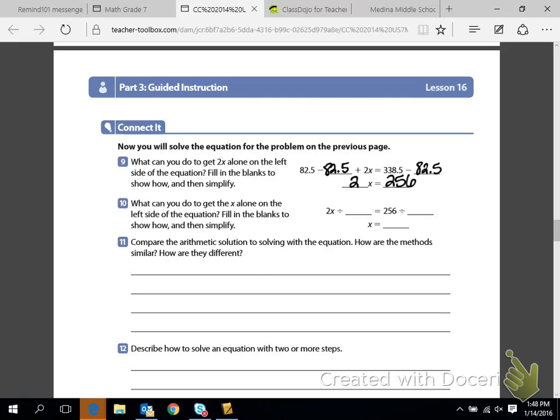In number 10, it says, what can you do to get the x alone on the left side of the equation? Fill in the blanks to show how, and then simplify. So if x and 2 are being multiplied, then the way that you would undo that is to divide by the coefficient, which is 2. And whatever you do to one side, you also do to the other. So if you divide 2x by 2, you also divide 256 by 2. And when you do, you get that x is equal to 128.